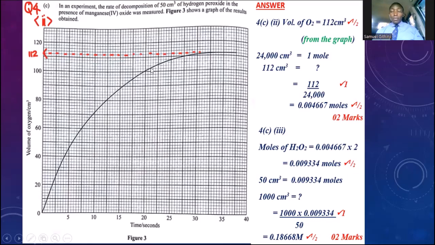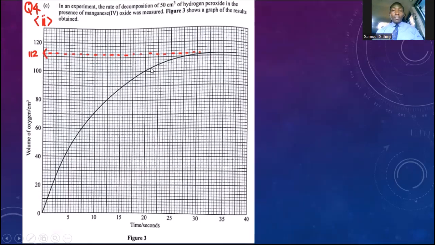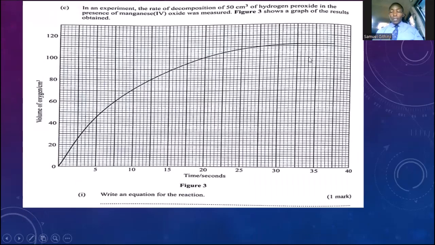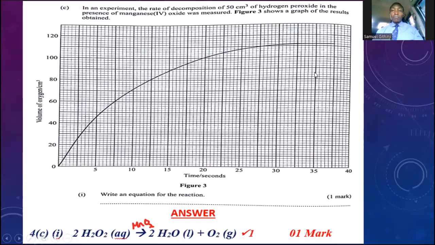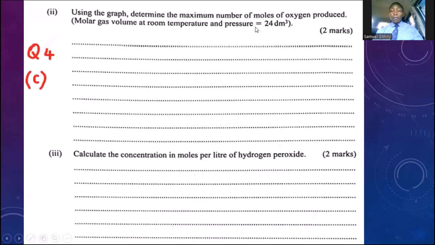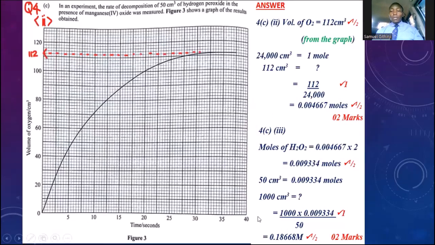Then remember you're given over here, we are working with 50 cubic centimeters of hydrogen peroxide. So how are you going to argue? If 50 cubic centimeters has this number of moles, what about 1,000? Or rather, if you're good at mastering the formula, maybe it will help you: 1,000 times moles divided by volume. So you multiply that, you get 0.18668 molar. A good question, my student. These are questions for those who have practiced moles, easy to get.